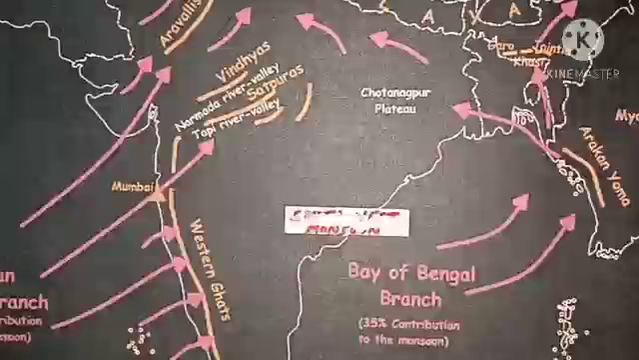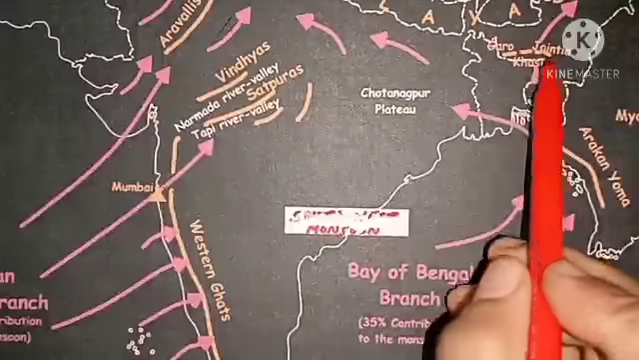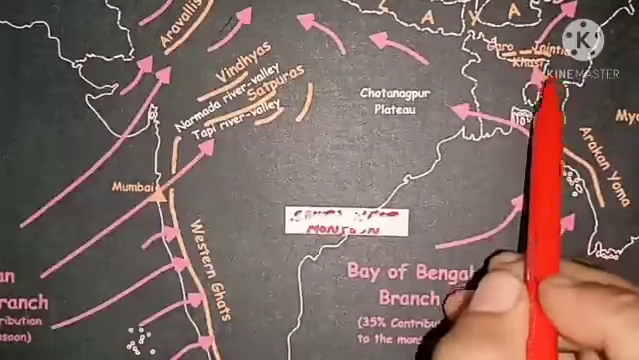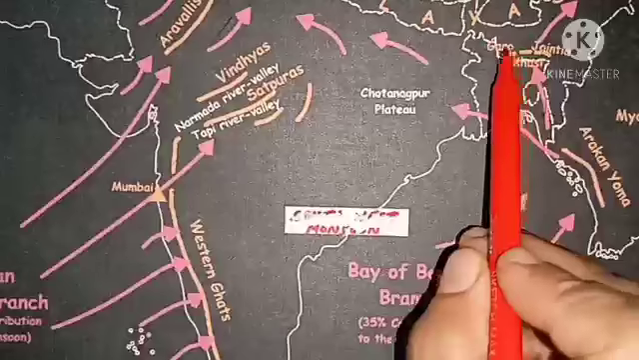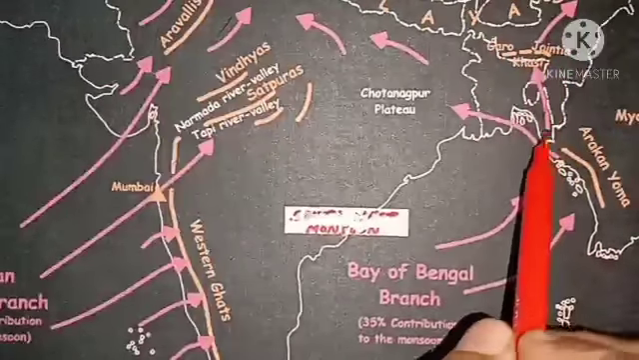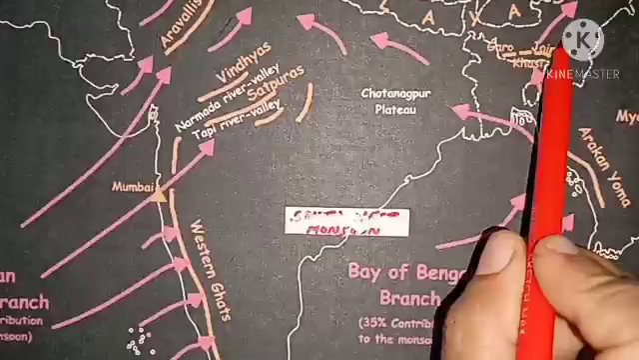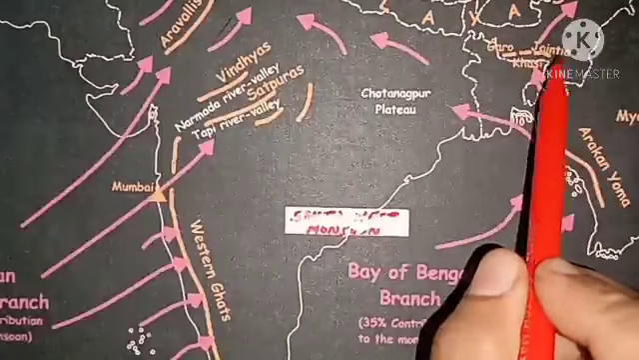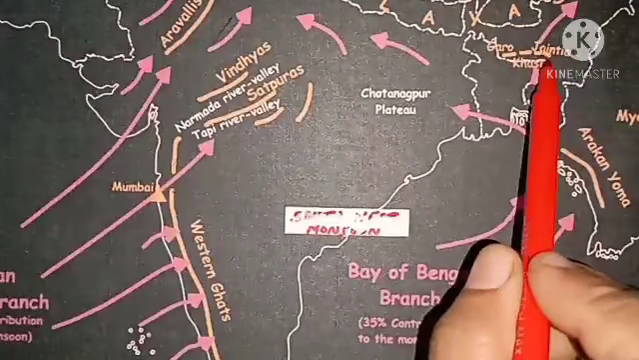So it passes through the Brahmaputra plain and causes heavy rainfall in the eastern region, because these winds are obstructed by the Khasi, Garo, Jaintia Hills. Here the Khasi, Garo, Jaintia Hills are located. Here the wind is obstructed by the Khasi, Garo, Jaintia Hills. So here there is heavy rainfall.